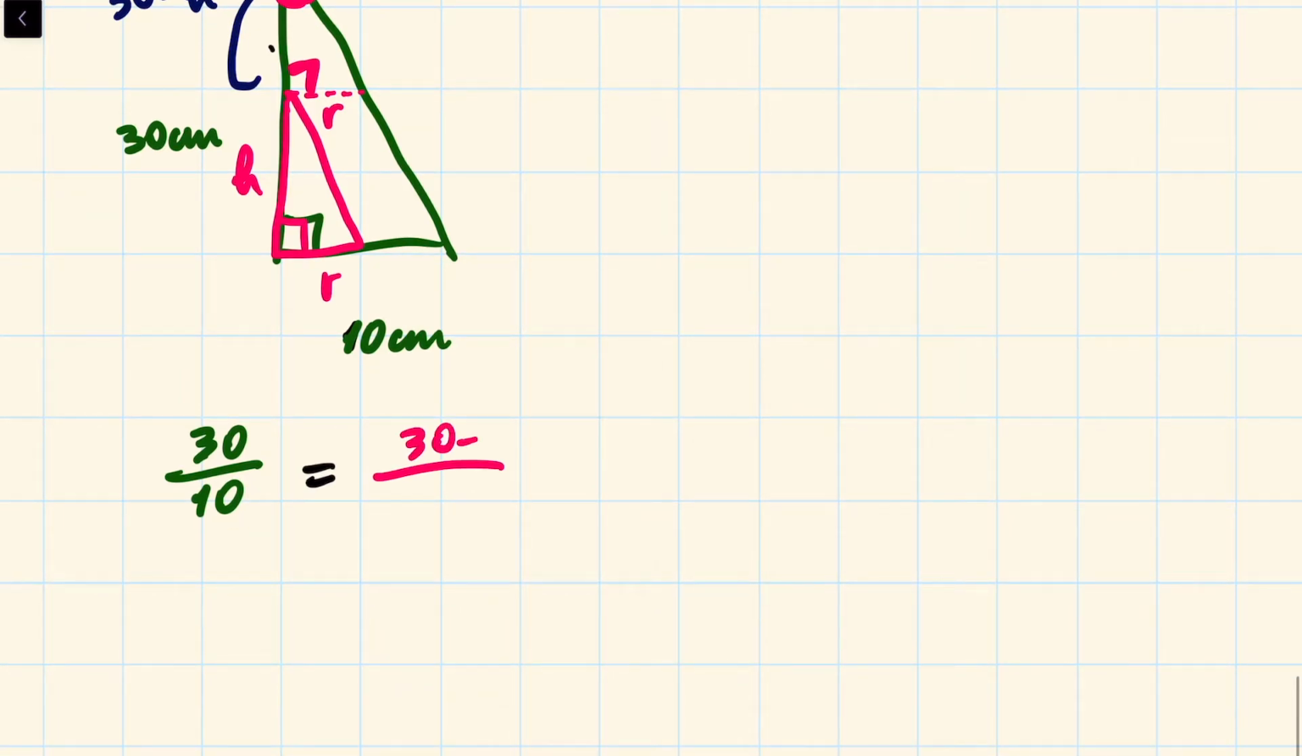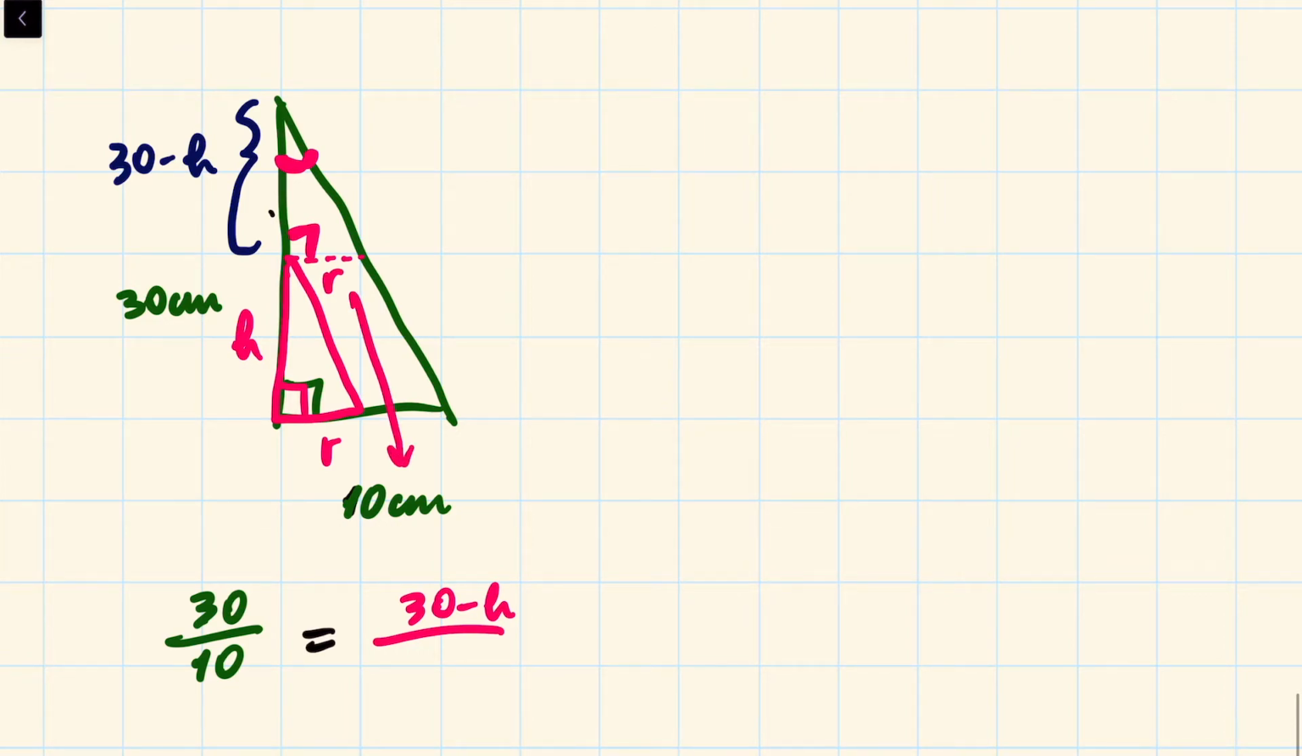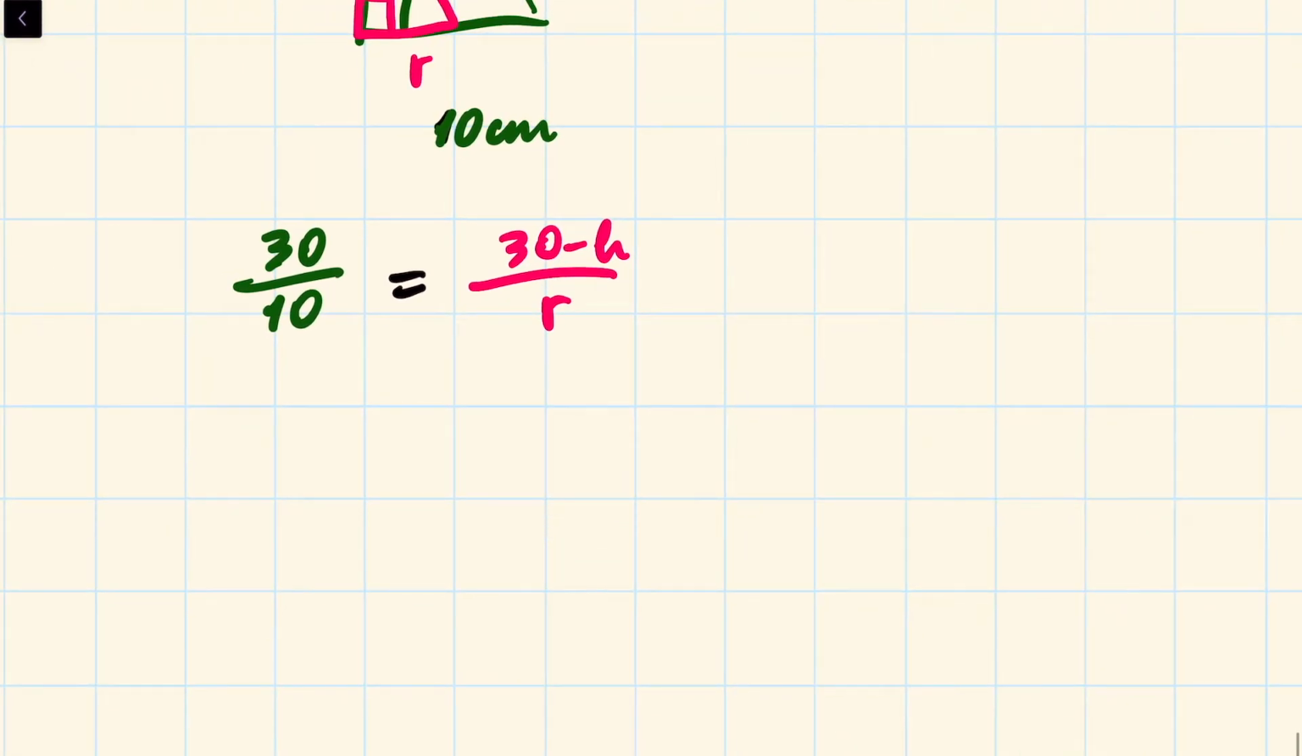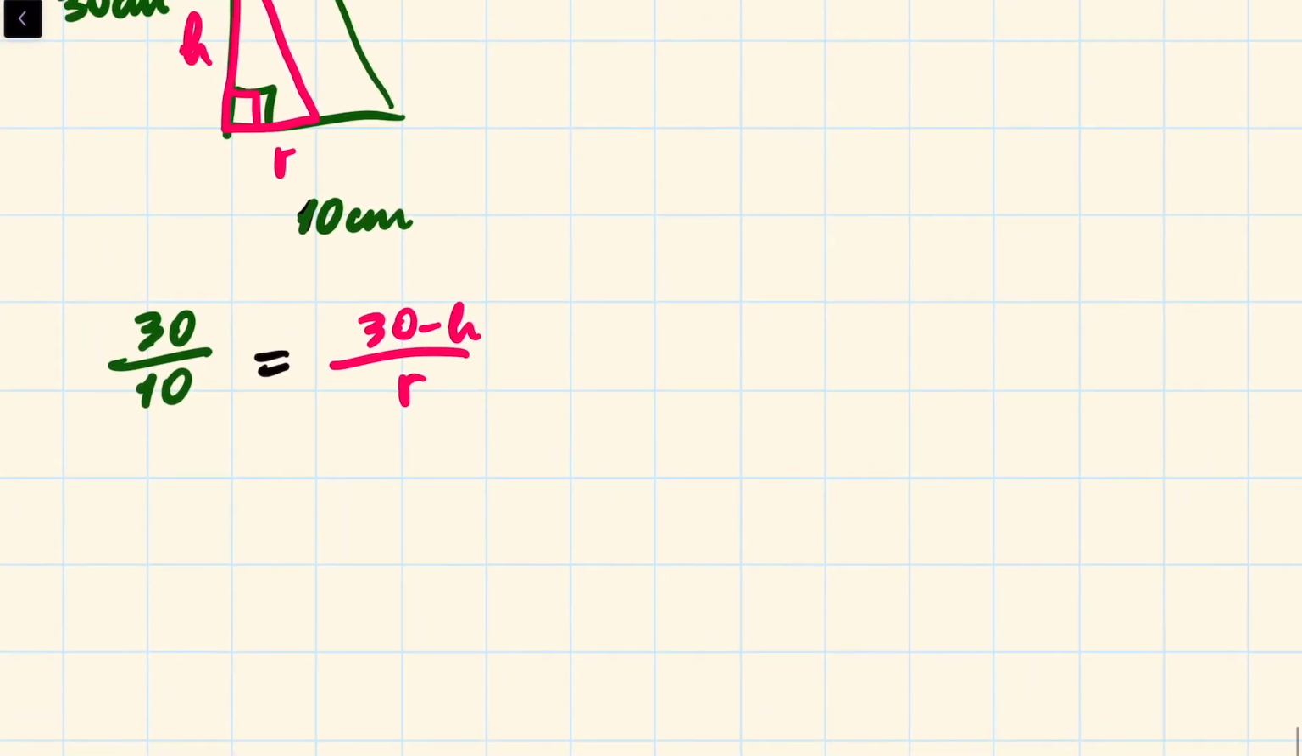So we can write 30 minus h on the top here, the numerator. And we have this r corresponding to the 10 centimeters. Okay, so we can write that in our denominator now, r. Sorry, let me try again. Okay, r in pink this time.